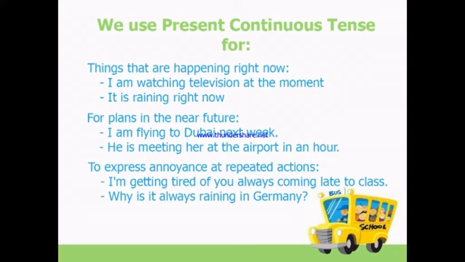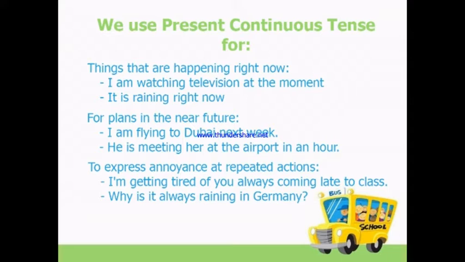Next, we use present continuous tense for plans in the near future. For example, I am flying to Dubai next week. So next week, at this time, I will be flying to Dubai. It's already something that I planned for. He's meeting her at the airport in an hour. So in 1 hour, he will be at the airport meeting her.